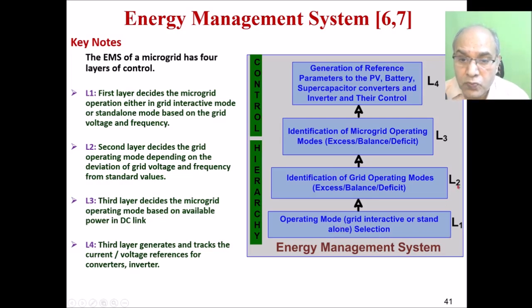Then at level L2 we have identification of grid operating modes. At level L3 we have identification of microgrid operating modes. And at level L4 we generate the reference quantities for all required converters, PV, battery, supercapacitors, inverter, and for all their control. So this is a very broad hierarchy of the energy management system in the microgrid structure.